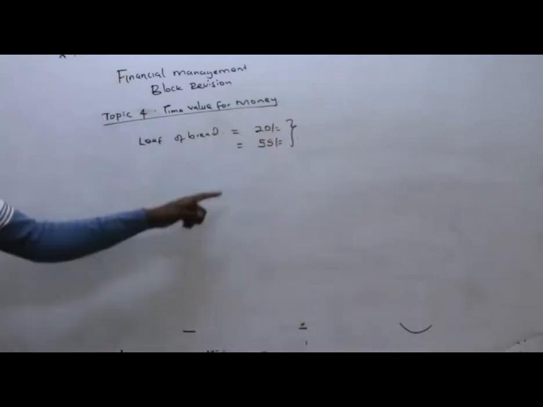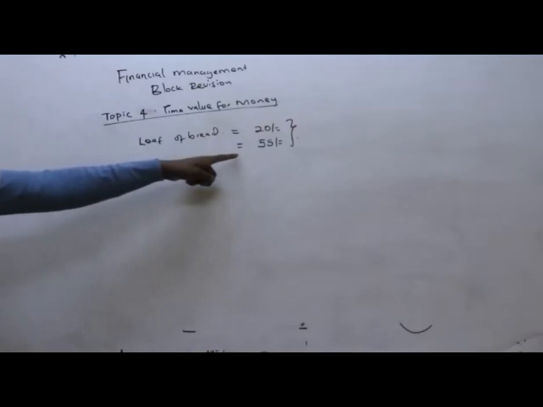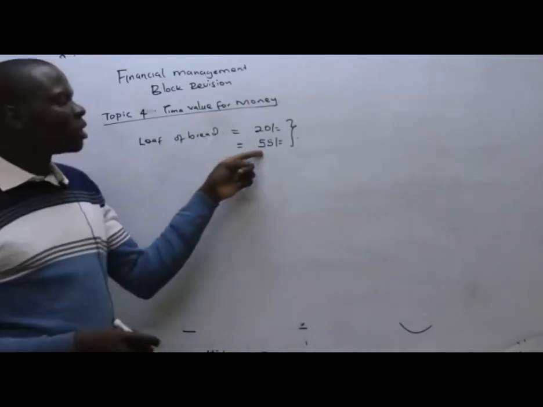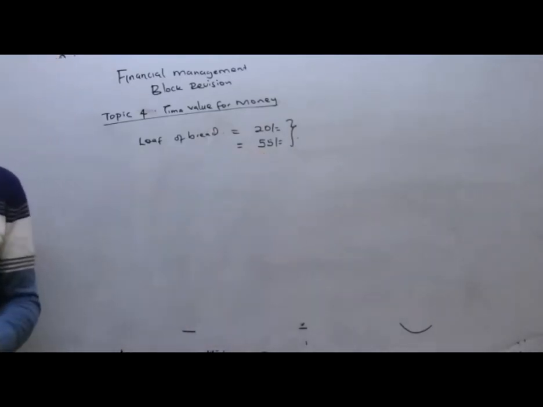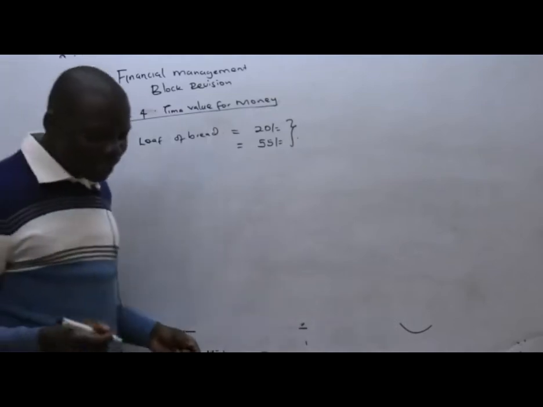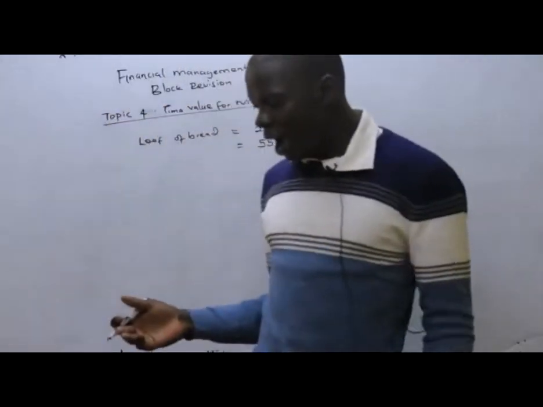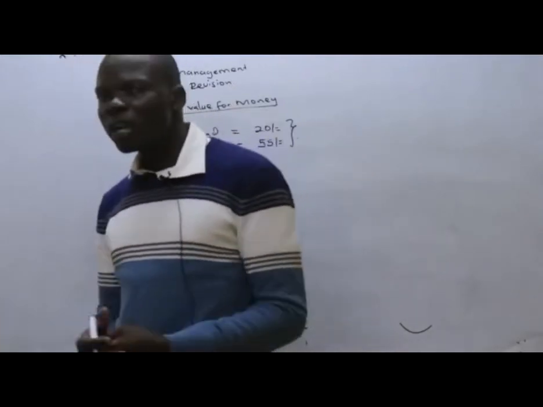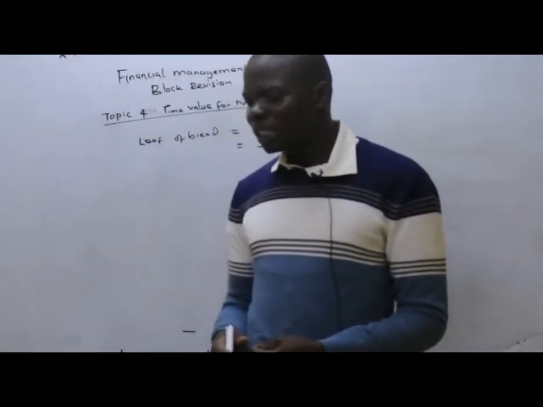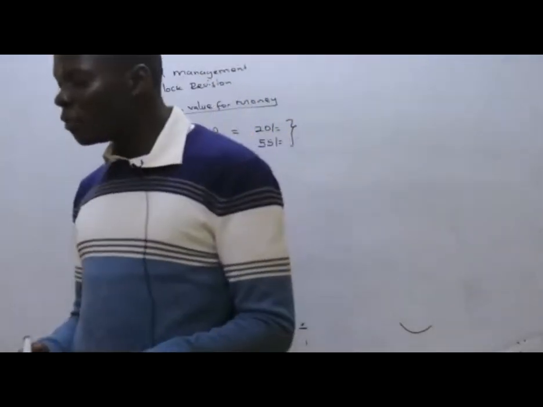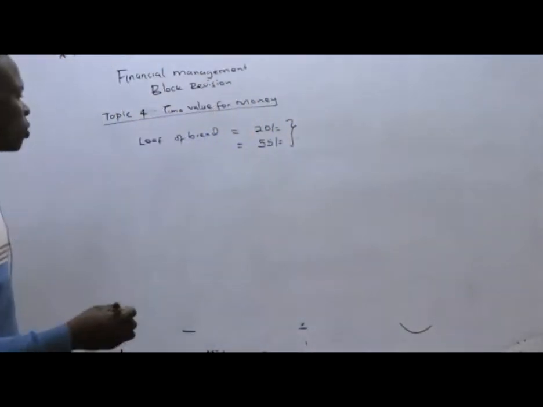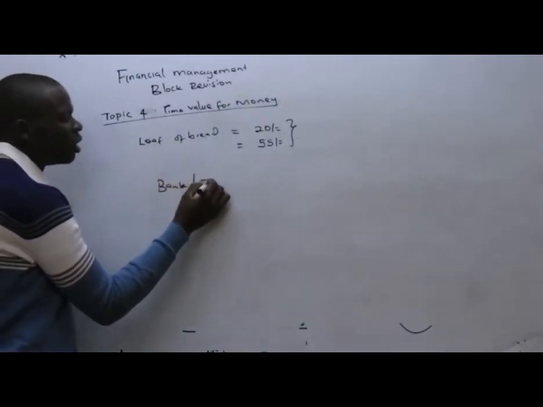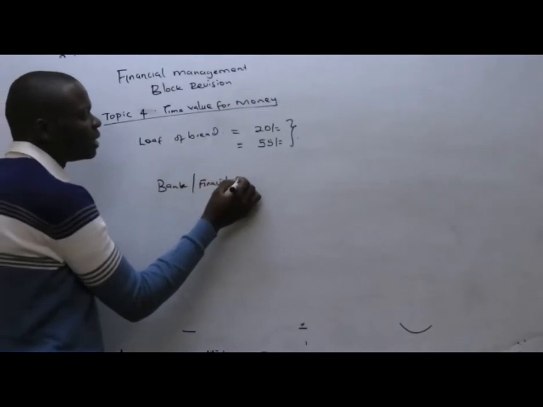The person who bought the same bread 10 years ago bought it at 20 shillings, but today the same person is buying it at 55 shillings, right? So this well indicates that having a coin today is worth more than having the same coin in future. And this is what the banks and other financial facilities use.